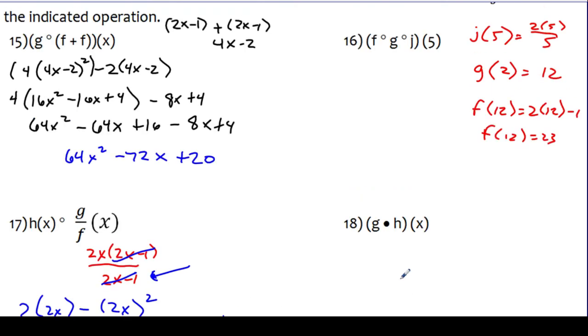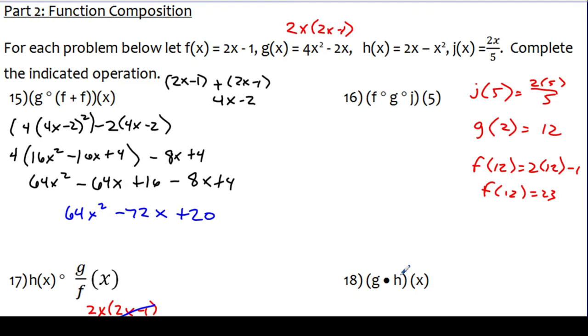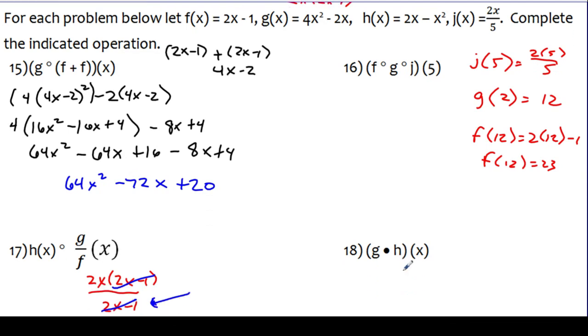Okay, so last problem looks like G times H, which means multiply together G and H. So I'm going to say 4x squared minus 2x times H, which is 2x minus x squared. So this is just a big distributing problem. This is not a composition problem, so be careful. This is not saying take H, plug it into G.